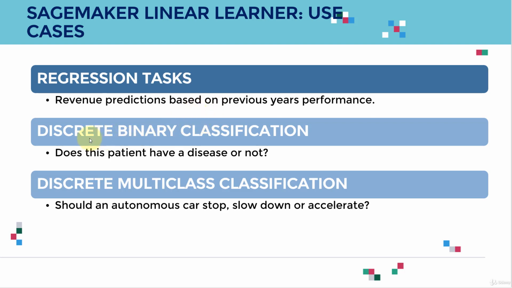I can use it as well for discrete binary classification. Does my patient have a disease or not? I can also use it for multi-class classification. Should an autonomous car stop, slow down, or accelerate? Again, these are three different decisions or three different categories or classes, and I can train my model to do that accordingly.